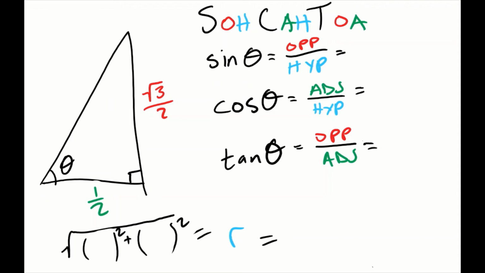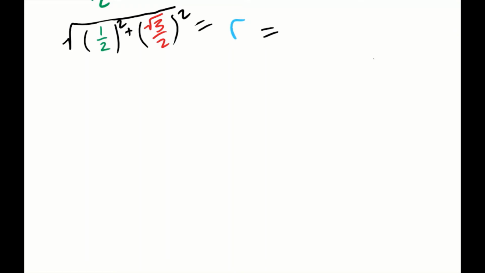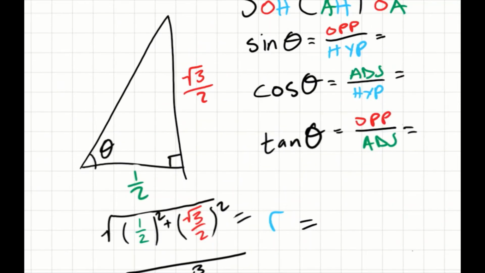So opposite is going to be, oh, actually we need to find r first, right? So let's plug in 1/2 and root 3 over 2 down here. And we'll show a little more work on this one because it's got the fractions and everything. So we're going to have 1/2 squared, that's 1/4. 1/2 times 1/2 is 1/4. And then root 3 squared is 3, and 2 squared is 4. So we have 1/4 plus 3/4 equals the square root of 1, which equals 1. So r equals 1 in this situation, which is going to be very handy for us, we will see.